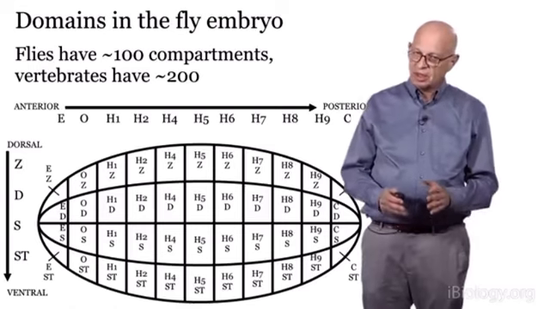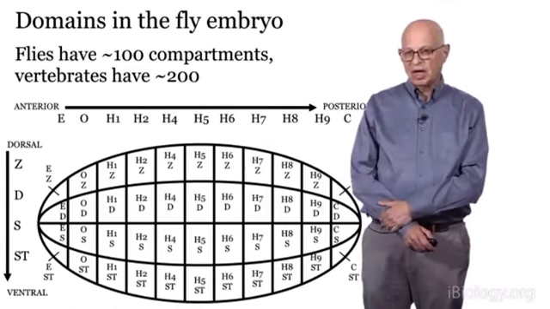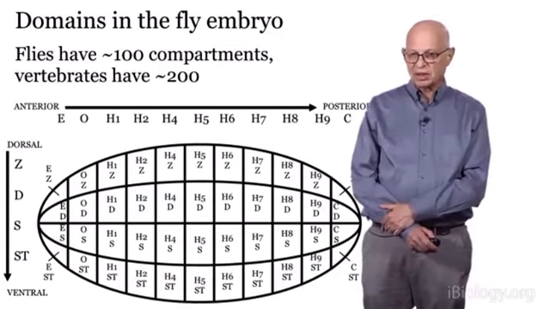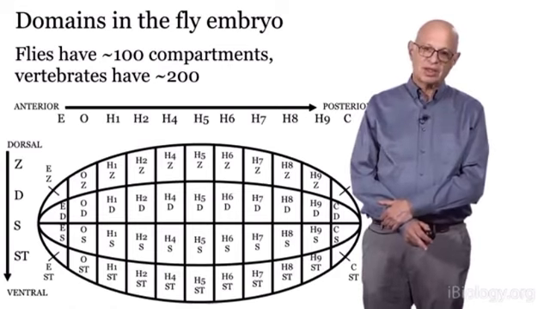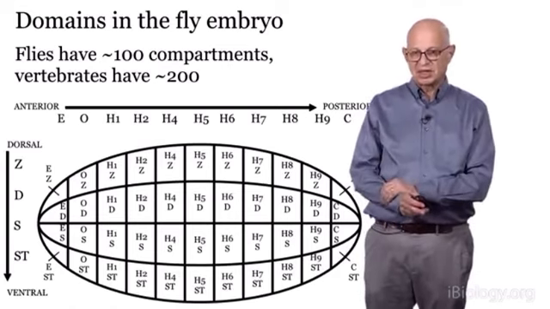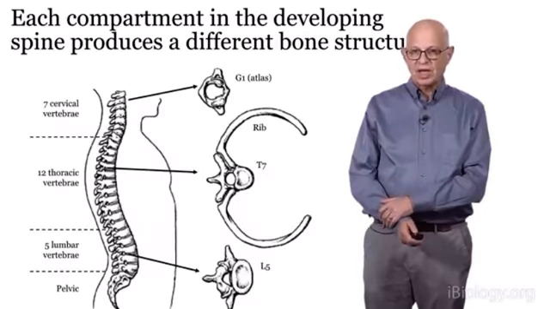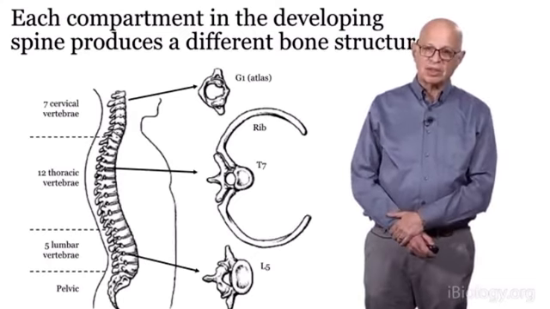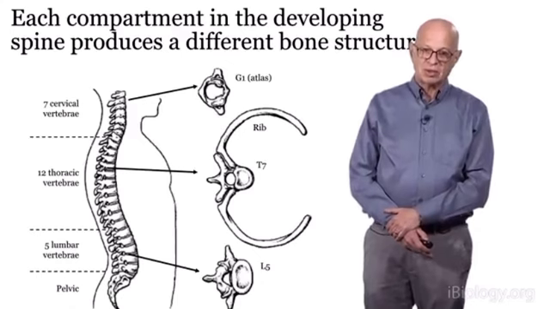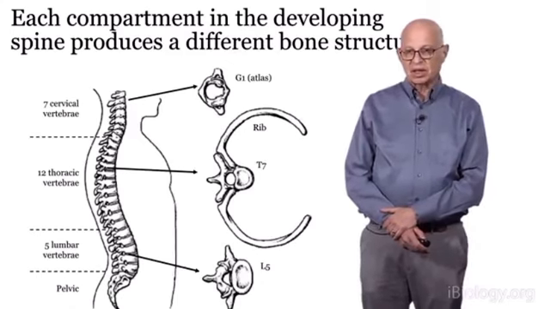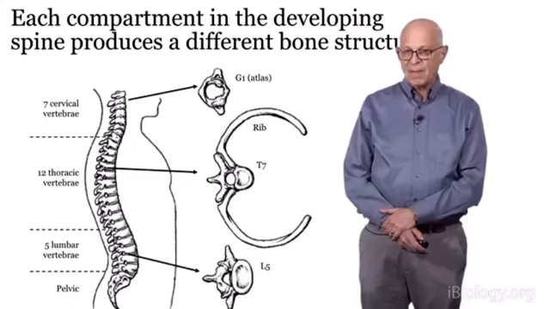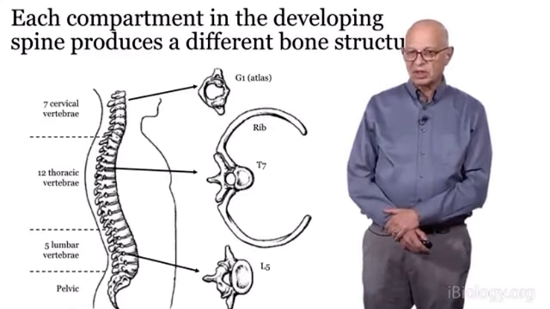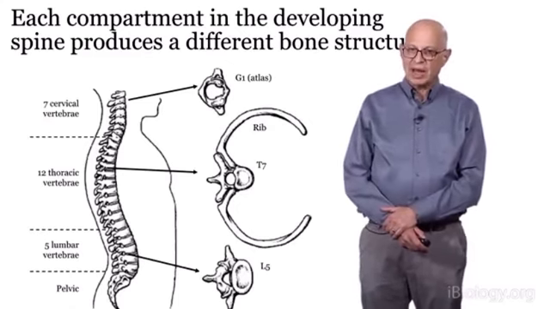And each compartment is specified by a set of transcription factors and secreted signaling molecules. So it's not that each compartment has a unique transcription factor, it's the set that is different from the next compartment. And each compartment, the developing spine for example, which is the vertebrate example, tells bones to be different. So if we look at the bones in the neck, the cervical vertebrae, they take a different shape than the bones in the thorax, which have ribs, or the lumbar vertebrae in the lower back.